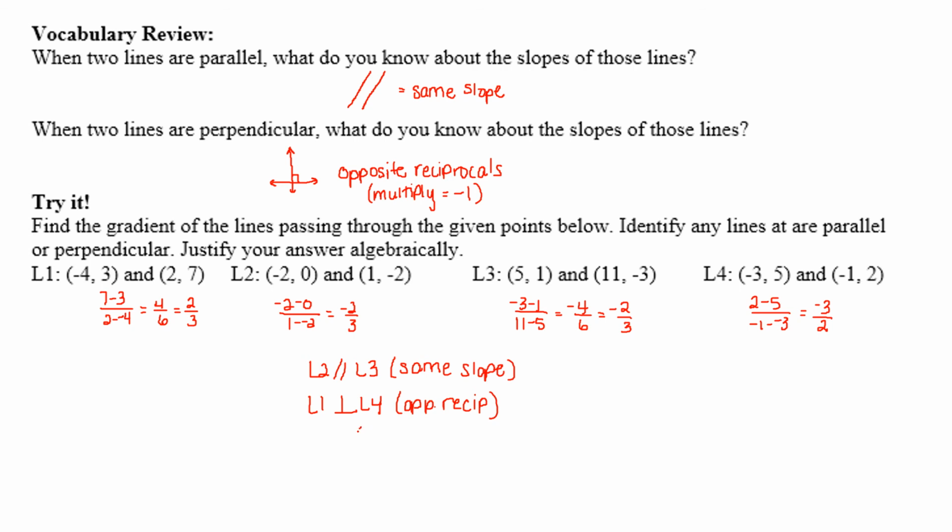And then just to prove what I had said earlier, 2/3 times -3/2. When I multiply these, I get -6 over +6, which is -1. So that's just another way to prove that those two lines are perpendicular.